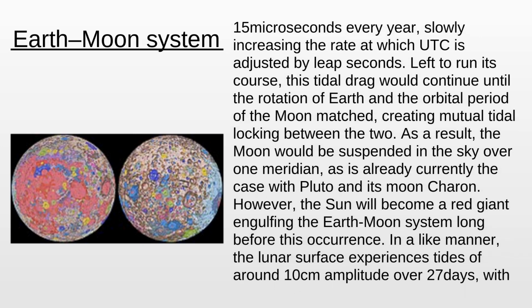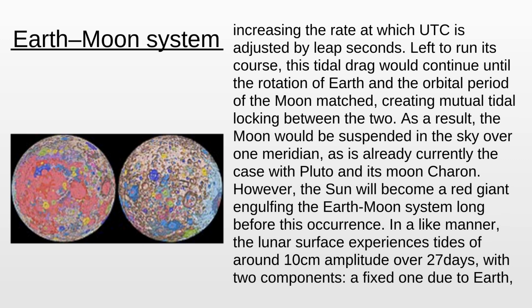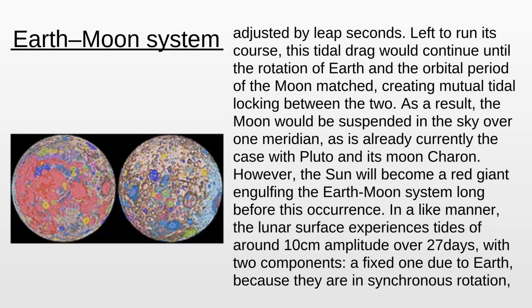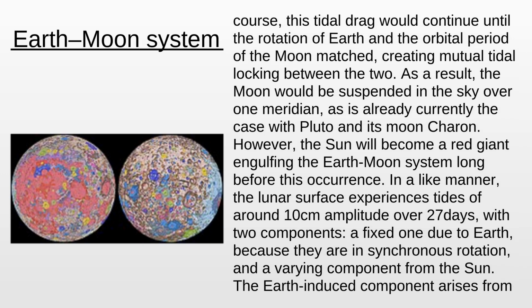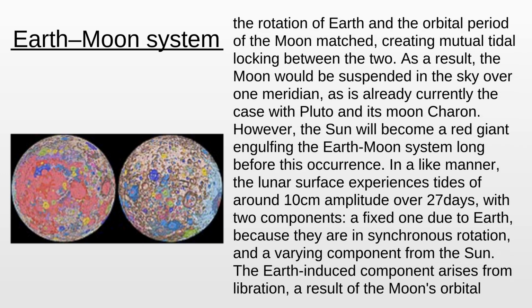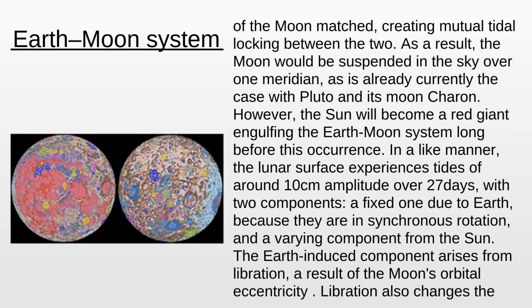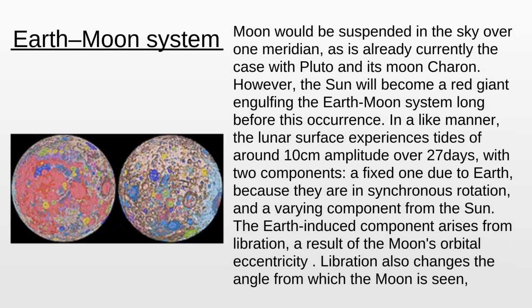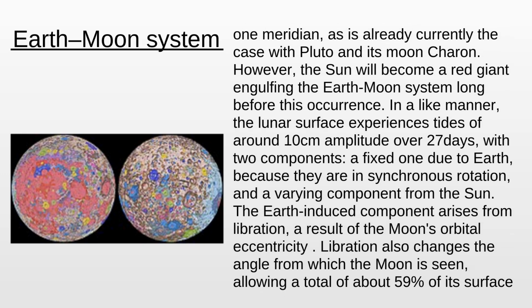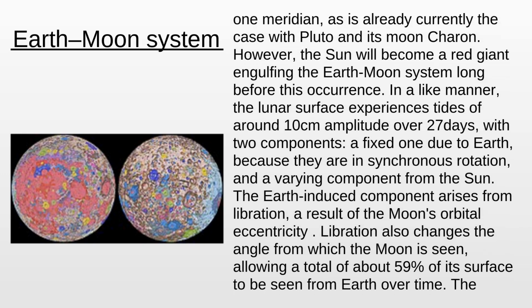Measurements from laser reflectors left during the Apollo missions, lunar ranging experiments, have found that the Moon's distance increases by 38 millimeters, 1.5 inches, per year, roughly the rate at which human fingernails grow. Atomic clocks also show that Earth's day lengthens by about 15 microseconds every year, slowly increasing the rate at which UTC is adjusted by leap seconds.